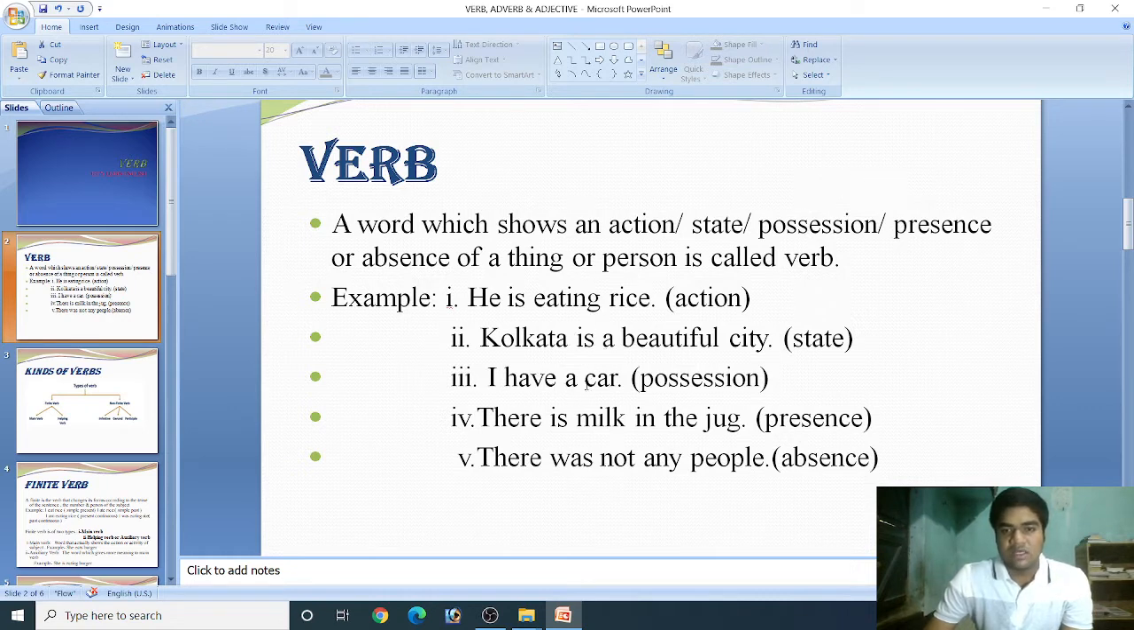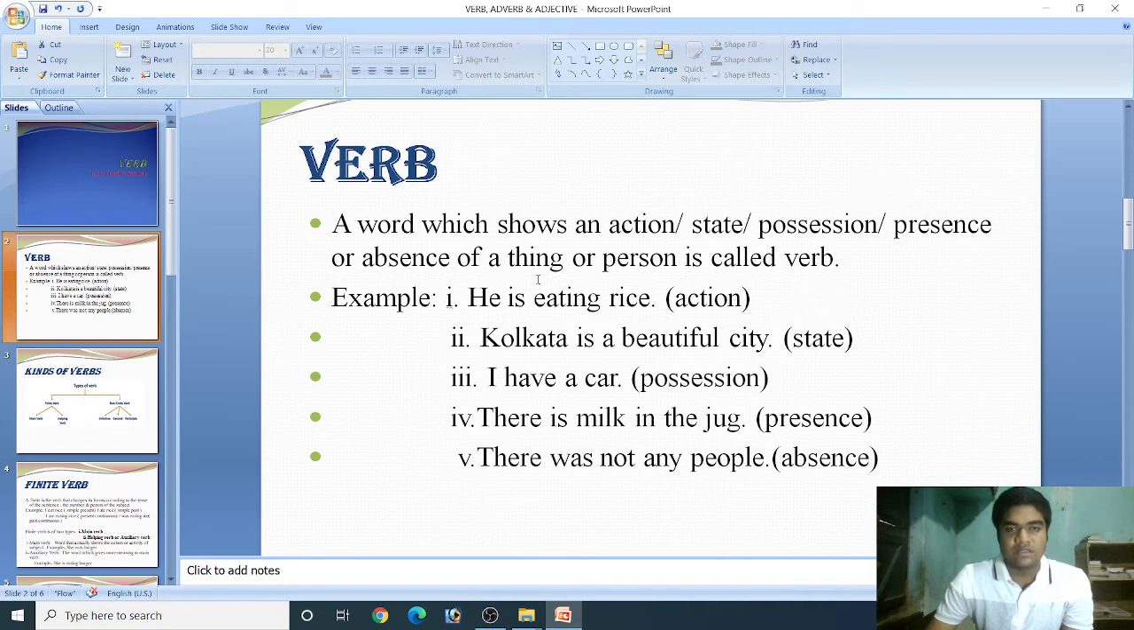And I have a car, so you possess a car. If you possess a car and you say I have a car, that means have here is the verb. There is milk in the jug. It refers to the presence of some milk in a particular jug. So is here is a verb. Then, there was not any people. It tells us about the absence of people somewhere. So was is a verb.